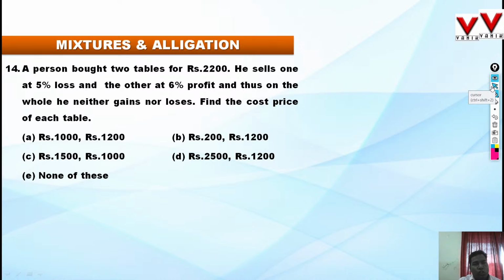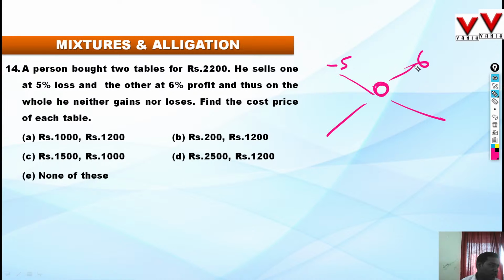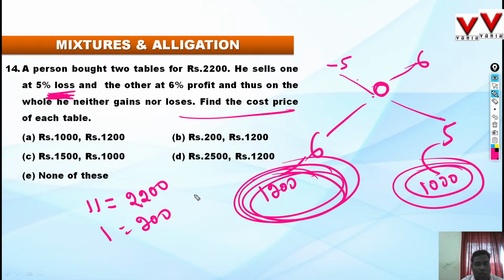Neither loss nor profit, it is 0. Minus 5 means 5% loss, plus 6 means 6% profit. So 0 minus (minus 5) is 5, 6 minus 0 is equal to 6. This ratio is 6 is to 5, it is your 11. 11 is equal to 2200, 1 is equal to 200. Then 6 is equal to 1200, then 5 is equal to 1000. Clear? Then 1200 is the sale of the 5% loss table. The cost price of one table is 1200 and the cost price of the other table is 1000. Clear?